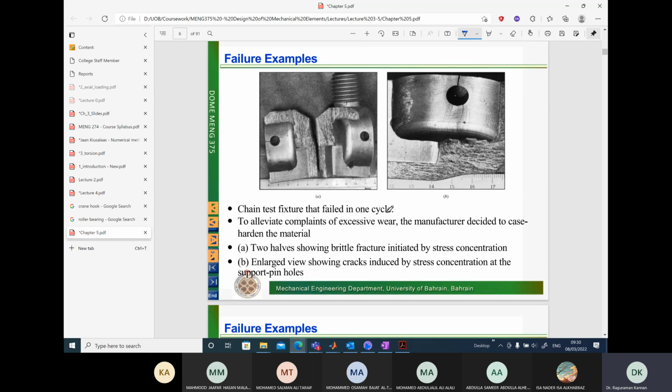This is a chain test fixture. Again, this could be due to the dynamic load, but specifically you have change in geometry where you have a hole. Because of the presence of the hole, we have high stress concentration effects and then fracture. And you can see here also crack propagation in other areas because of very high stress concentration factors.